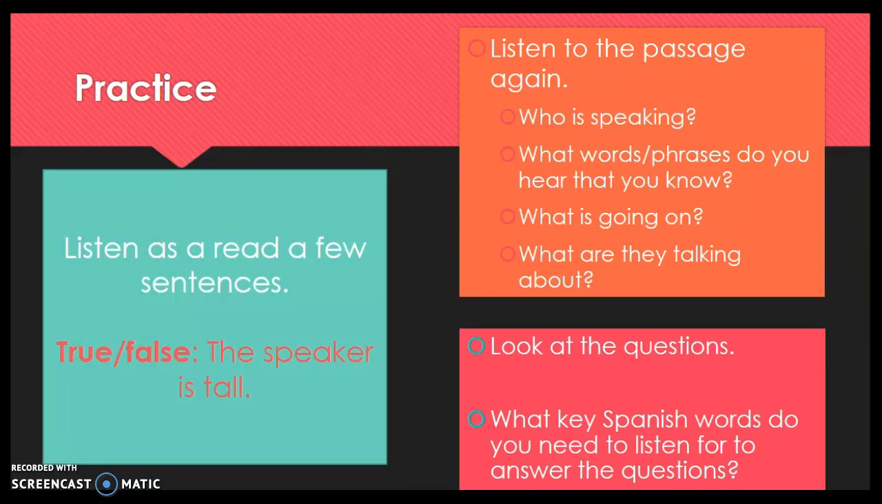Hola, me llamo Natalia. Mucho gusto. Yo soy alta, inteligente y bonita. Mi amigo se llama Juan. Él es bajo y atlético.